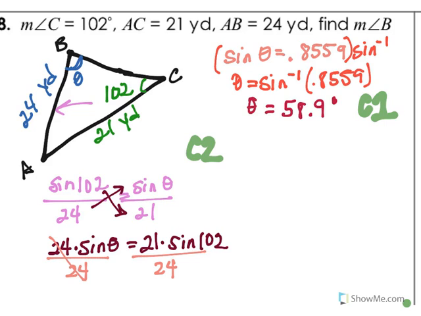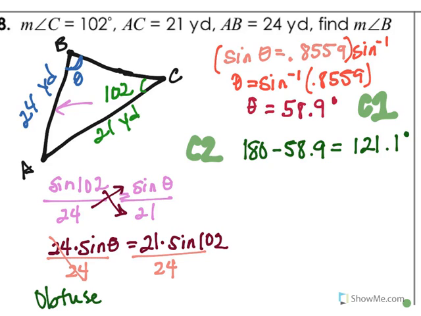would be 180 minus 58.9, which gives you 121.1 degrees. Okay, but we can't have a triangle with two obtuse angles. Now remember, obtuse means greater than 90 degrees. So we have a 102 already, and we have a 121. That's two obtuse angles. So therefore this one's going to get ruled out.